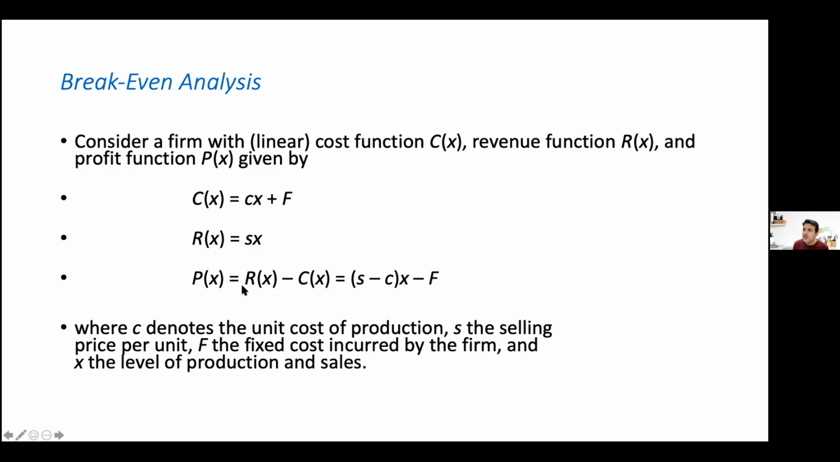And if you consider those, these are the relationships, right? The profit is going to be revenue minus total cost. And if you do the math, it's going to be selling price minus cost per item times X minus F. So this is something that we have done in business math, not new.